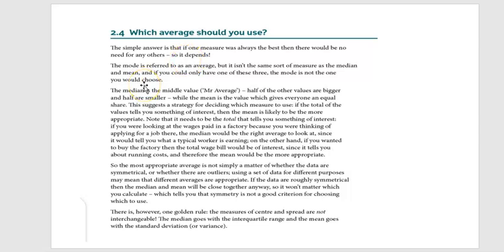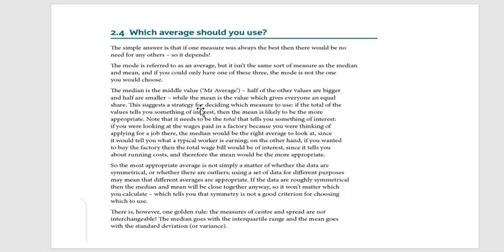So it depends. The mode is referred to as an average, but it is not the same sort of measure as the median and the mean. If you could only have one of these three, the mode is not the one you would choose. The median is the middle value, or what we call Mr. Average. The middle value, Mr. Average, right? Half of the other values are bigger and half are smaller, while the mean is the value which gives everyone an equal share. And you would like that, right? You want to get an equal share in 3 mangoes. If I give you guys 3 mangoes in class, you would like to get your share, isn't it?